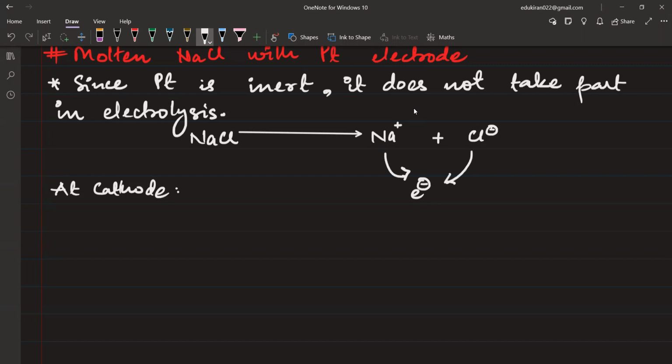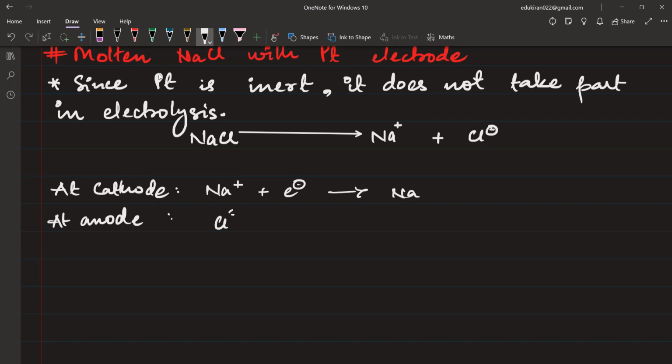Na plus is going to be sodium, because it is a positive charge, right? So at cathode we'll have a reaction: Na plus plus electron is going to give you sodium solid at cathode. Sorry, at anode.